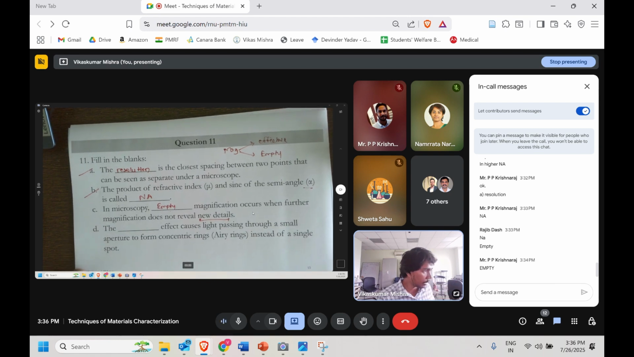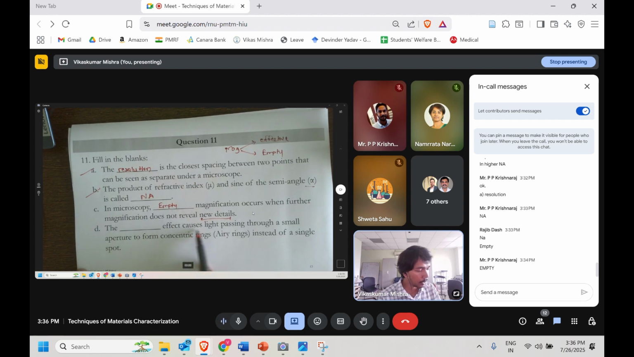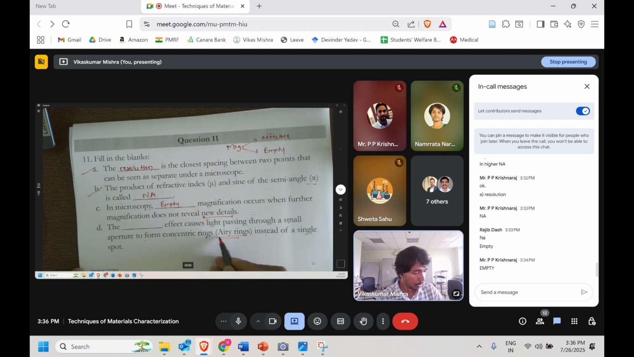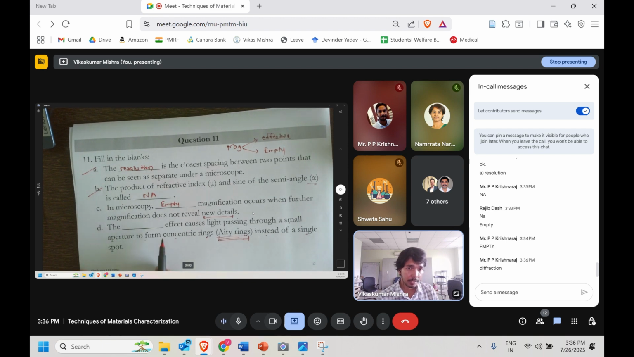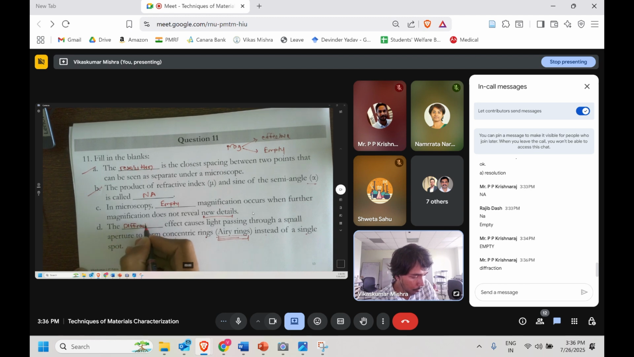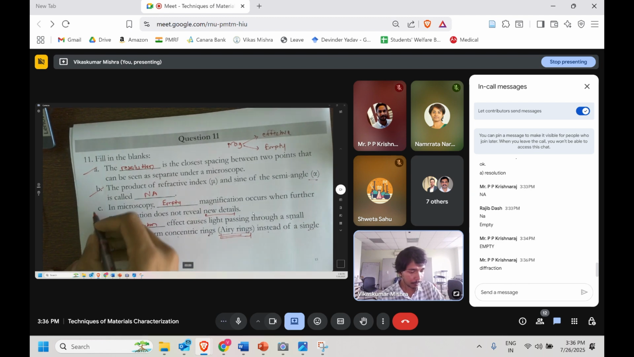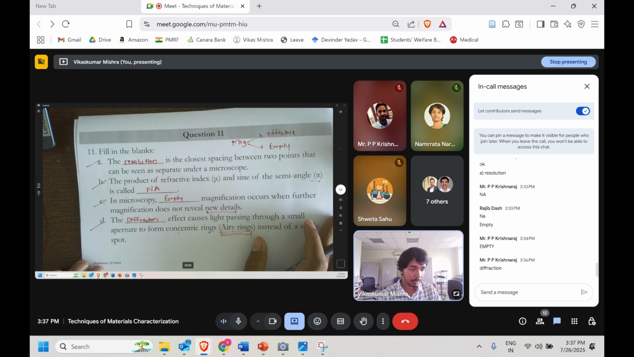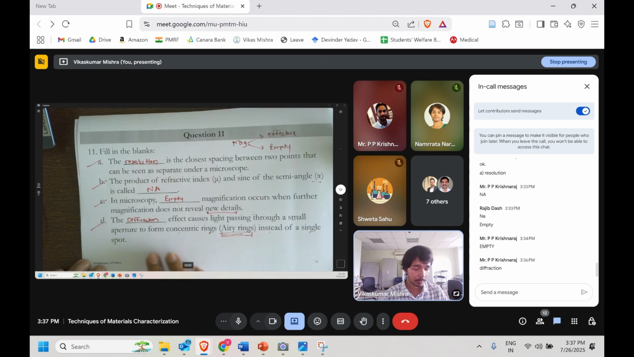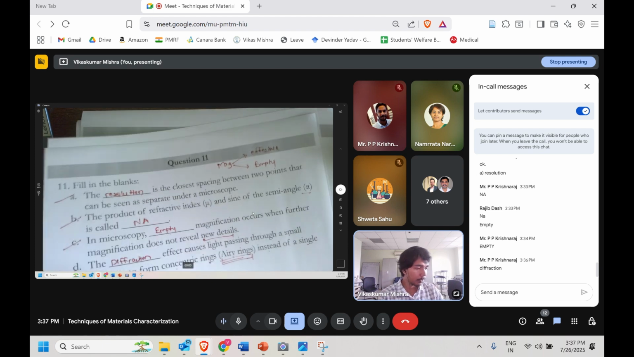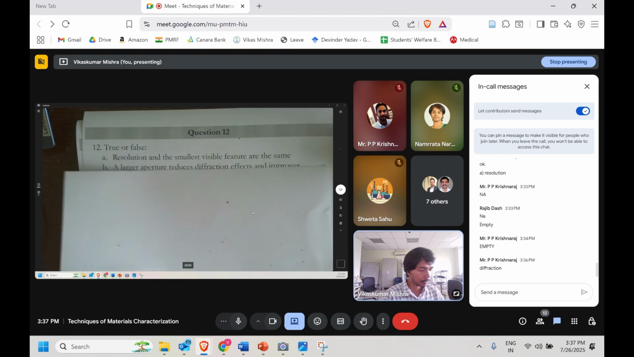Okay, let's see the last one. The dash effect causes light passing through a small aperture to form a concentric ring or disk instead of a single spot. What do you think? Which effect is it? Perfect. That's right, diffraction. Diffraction is the one which is responsible for the formation of the Airy disk. So with that, we have solved all four questions. If there is any doubt, please let me know. Okay, since there is none, let's move ahead to question number 12.